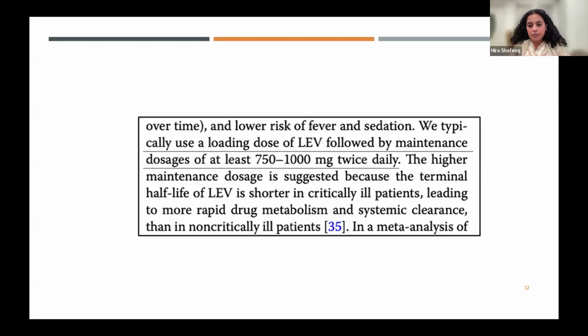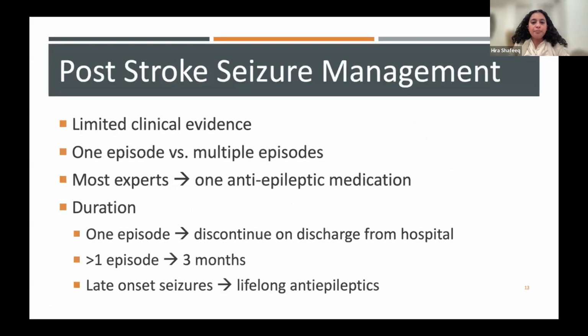So if we're going to give it, my biggest recommendation typically is let's give a dose to these patients that's going to be actually useful rather than just a placebo and not helpful. And why levetiracetam is preferred is that they looked at phenytoin, which is our traditional agent, and it was shown that phenytoin had a lot of adverse effects and even worse functional outcomes. So if we're going to give it, let's give a good dose. And they even talk about it right in the guidelines that the higher maintenance dose is suggested because the terminal half-life of levetiracetam is shorter in critically ill patients, leading to a more rapid drug metabolism and systemic clearance. So that's just one point that I wanted to bring.